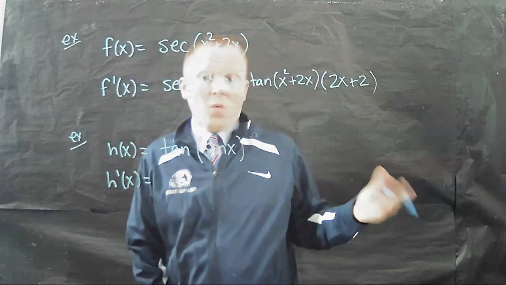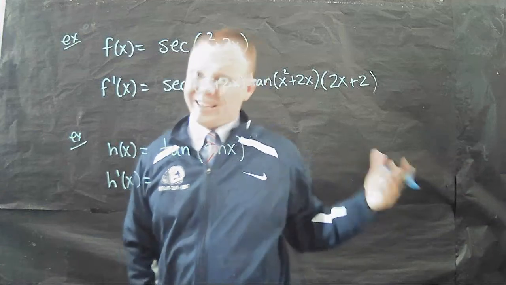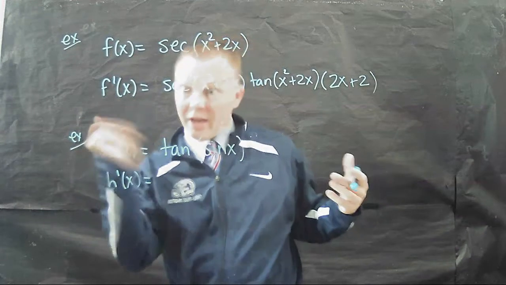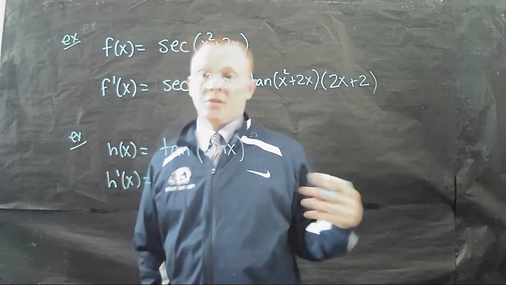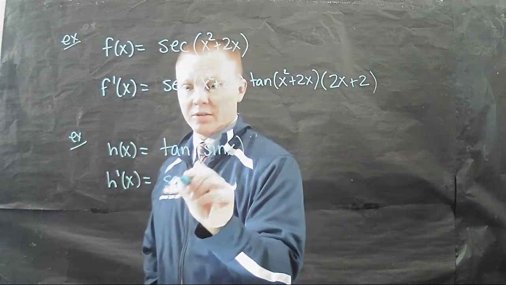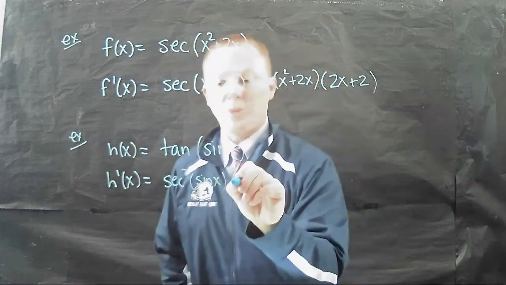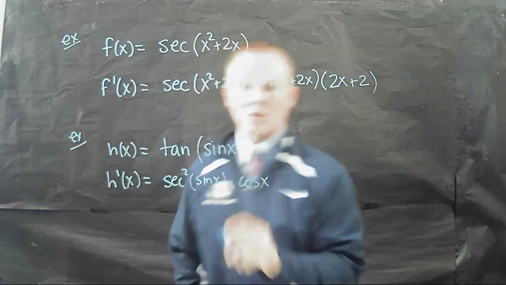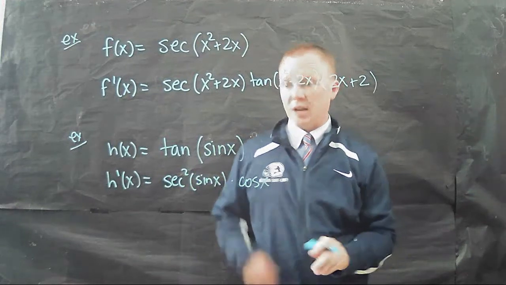Well, you have to think, okay, what's the derivative of the tangent function? Hopefully by now, you're getting kind of good at those trig functions because you're going to have to know them. You got to know the derivatives of those trig functions. What's the derivative of the tangent function? It's secant squared. So the derivative of tangent of something is going to be secant squared of the something, then multiplied by the derivative of that something, which is going to be cosine of x. So that right there is the derivative of tangent of sine of x.